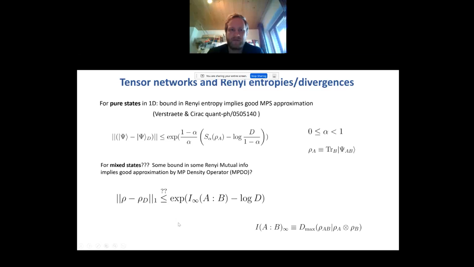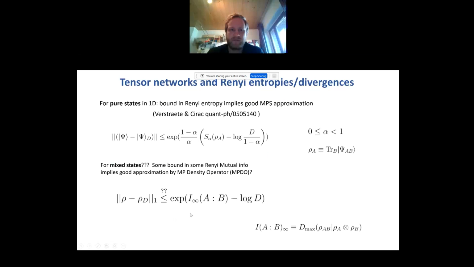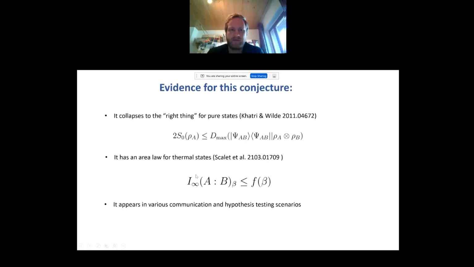So why this? We have a little bit of evidence for this, and this is what I want to say now. One important piece of evidence is that this expression collapses in the right limit to the case of pure states. The reason is a little result from the book by Khatri and Wilde, that this definition of the mutual information upper bounds the Renyi zero entanglement entropy. So if this is not too large, then that is not too large, and my state can be approximated by an MPS.